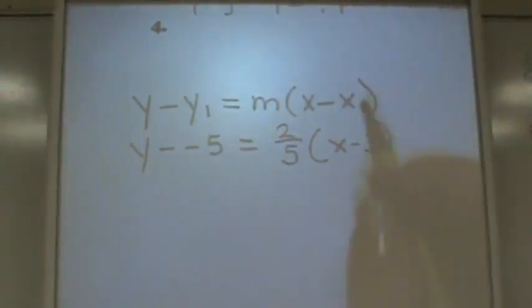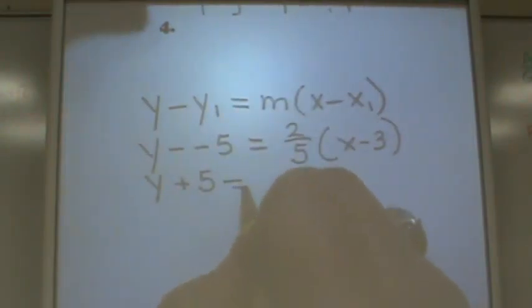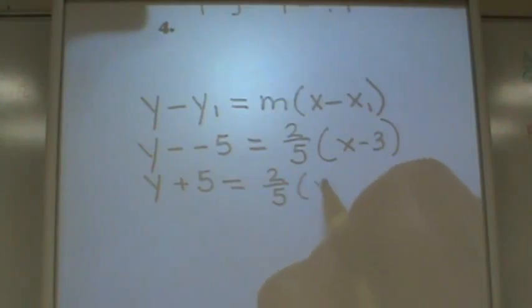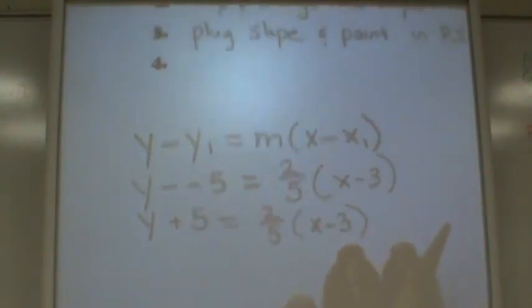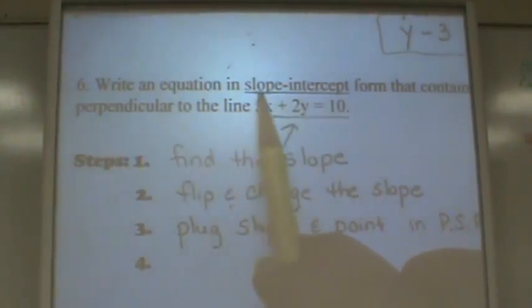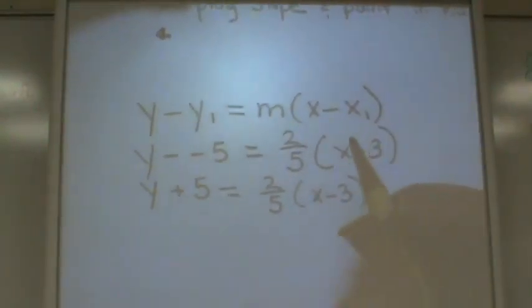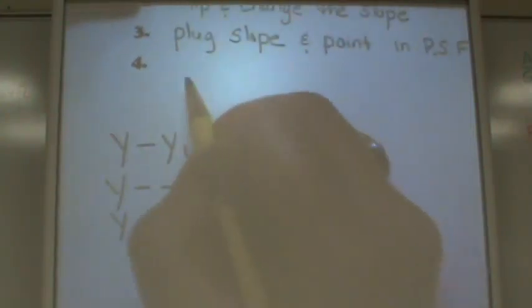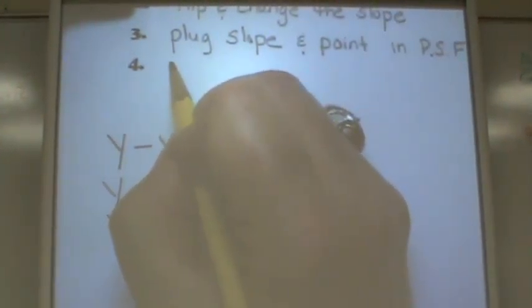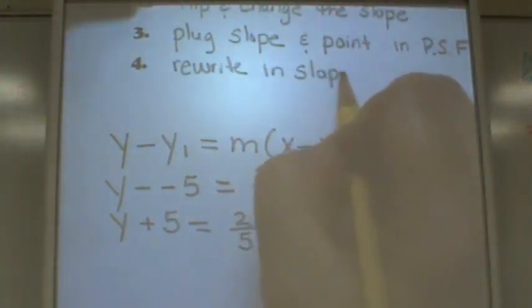Okay, now we could clean this up a bit. These two negatives in a row turn positive. Now that would be our answer if we were to write it in point slope form. But the directions say write the equation in slope intercept form. So what we have to do is what we did on the problems above. We've got to get this in slope intercept form, which means we want to multiply. So your step 4 is rewrite however you have to in slope intercept form.